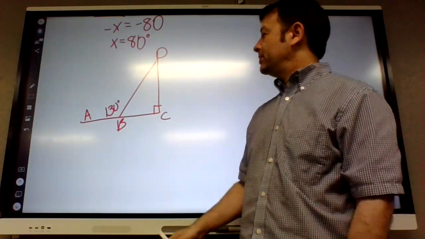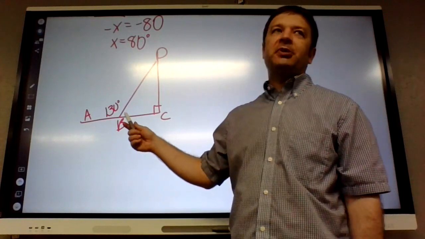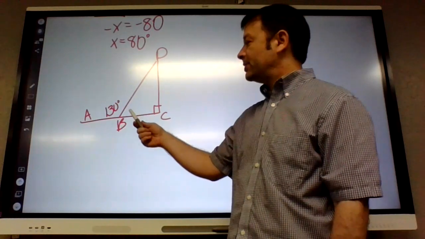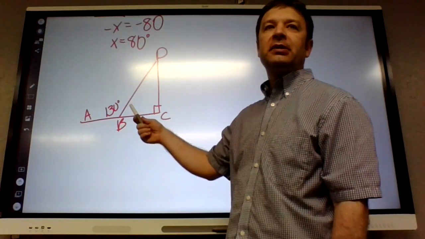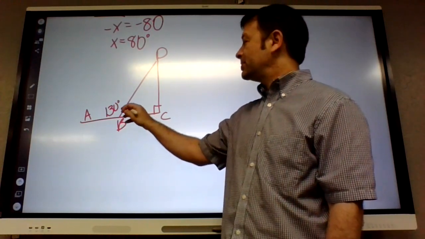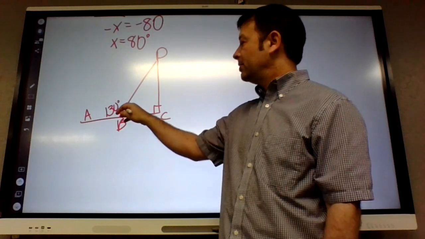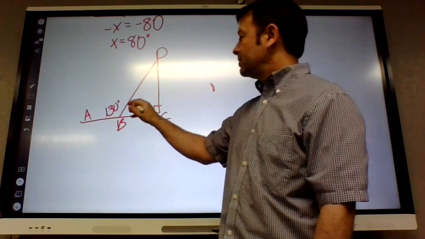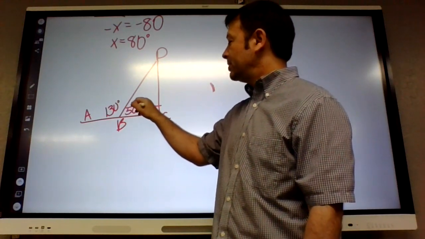Okay, that's what the picture's supposed to look like. It's kind of hard to see. But if this is 130, let's go ahead and do this, and then we'll fill it in later. What's this angle going to be right here? It's not 70, it's going to be 50, because these two have to add up to 180.